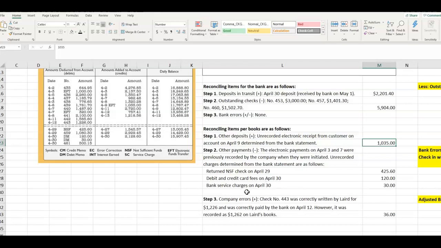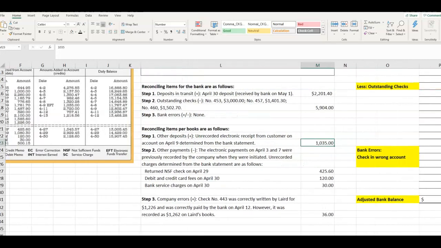And finally, we made an error. There was a check that we wrote, and we wrote it correctly for $1,226. The bank cashed it for the right amount. However, we recorded it in our books as $1,262, which is $36 too much. So we will have to debit cash in this case, because we recorded it as a credit to cash and probably a debit to accounts payable. So we'll reverse that. We'll debit cash and credit accounts payable for that $36.